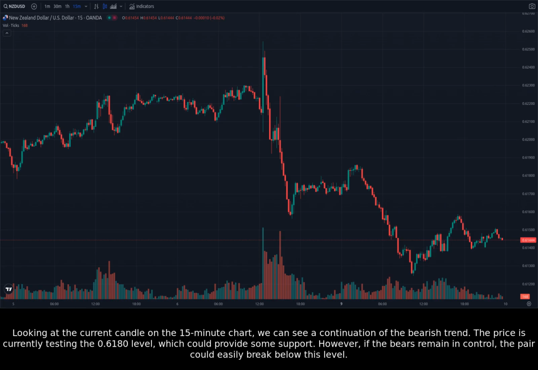Looking at the current candle on the 15-minute chart, we can see a continuation of the bearish trend. The price is currently testing the 0.6180 level, which could provide some support. However, if the bears remain in control, the pair could easily break below this level.